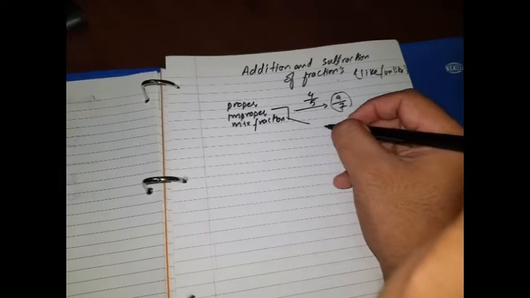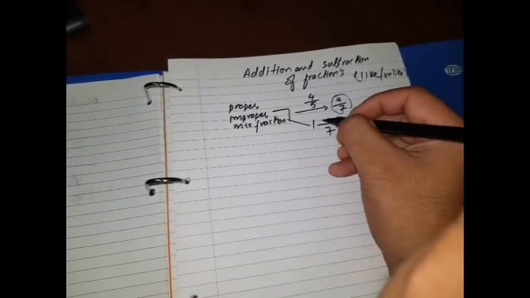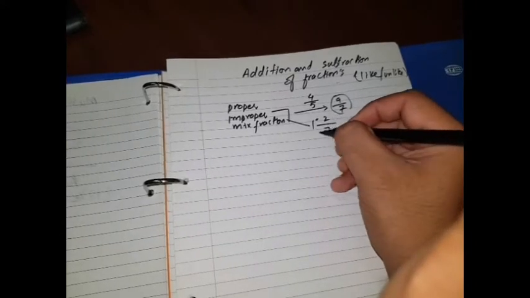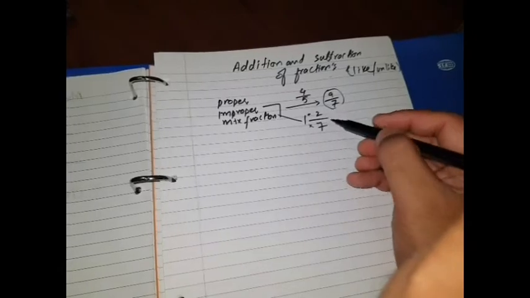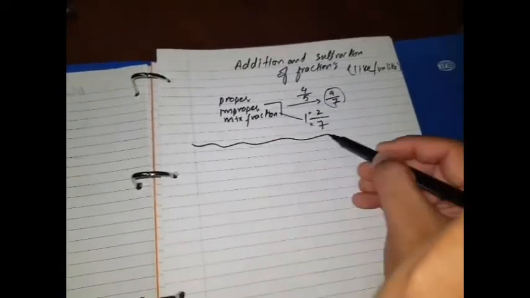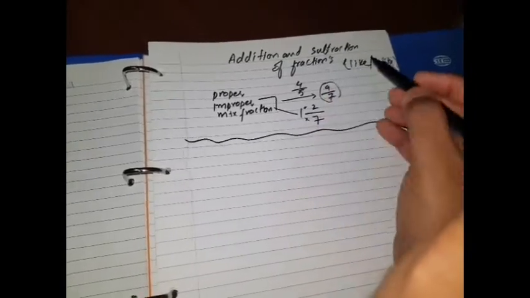For example, 7 times what makes 9 or less? 7 times 1 makes 7. How much more do we need to add to make 9? 2. So 7 times 1 plus 2, 9/7. This is improper to mixed fraction. Anyways, our topic today is how to add and subtract fractions of like and unlike denominators.